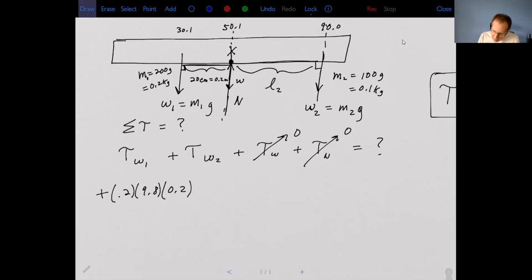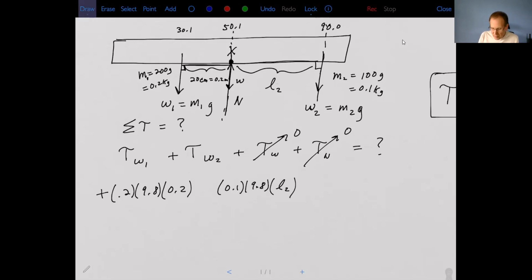Then the other force we have is weight 2. I want to compute the torque, so I need the force, which is the weight. That was 0.1 times 9.8. And then what is the moment arm? Well, that's what you guys are figuring out. That's going to be your L2. So once you have that in meters, you want to plug that in.